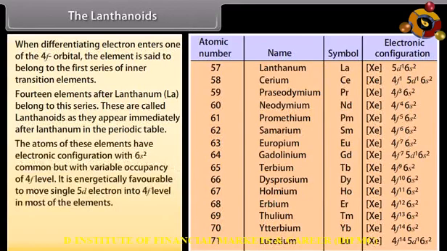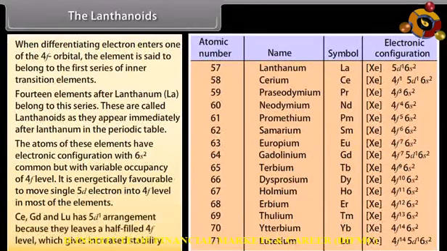The atoms of these elements have an electronic configuration with 6s2 common but with variable occupancy of the 4f level. It is energetically favorable to move a single 5d electron into the 4f level in most of the elements. Cerium, gadolinium and lutetium have a 5d1 arrangement because they leave a half-filled 4f level, which gives increased stability.